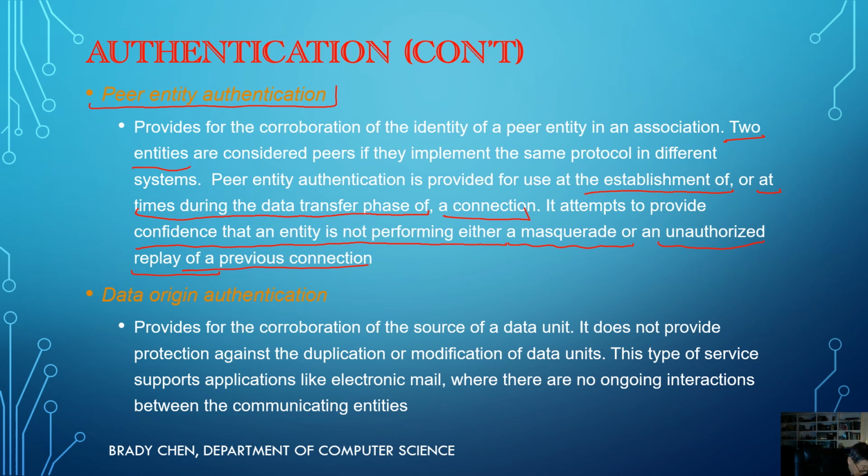Now, the second one is the data origin authentication. Data origin authentication provides for the corroboration of the source of a data unit. It does not provide protection against duplication or modification of data units. Basically, this type of service supports applications like email, where there are no ongoing interactions between the communicating entities. It's just a one-way connection.